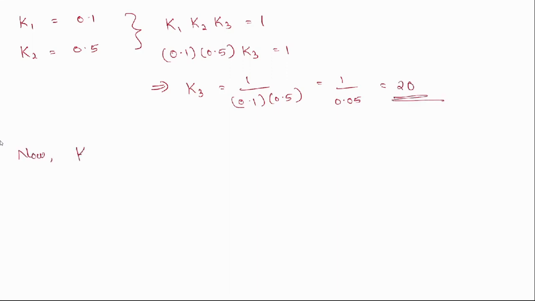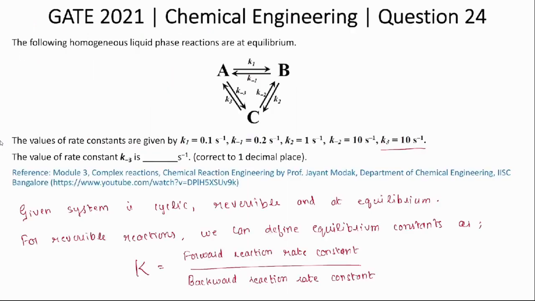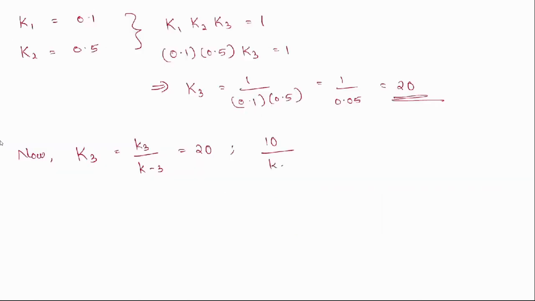Now the equilibrium constant K3 is equal to the forward reaction rate constant k3 by the backward reaction rate constant k-3. They have given the value of k3, the forward reaction rate constant, and we just found the value of the equilibrium constant K3. So substitute these two values here and we can find the value of k-3. So 10 by k-3 is equal to 20, and k-3 will be 10 by 20, and that will be 0.5.